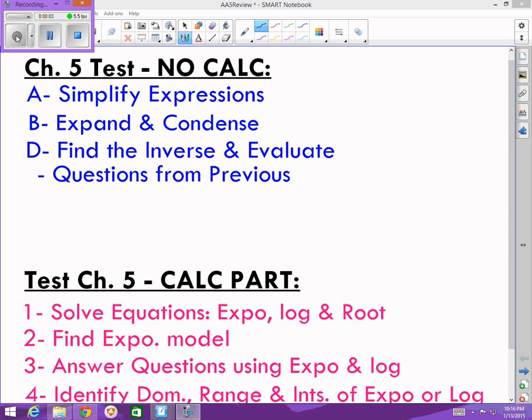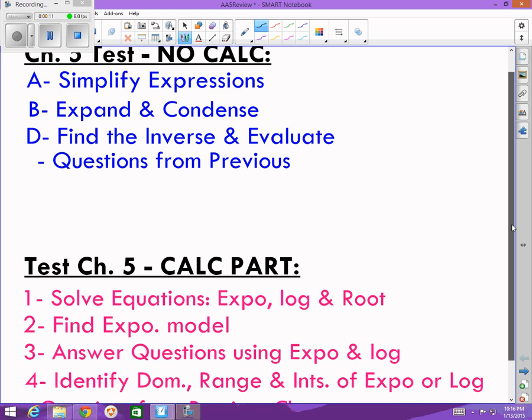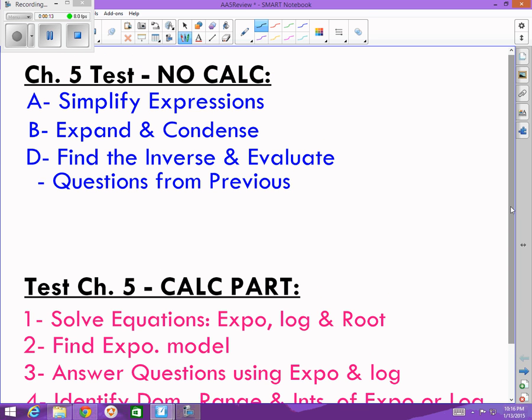Okay, all Algebra 10 and Advanced Algebra 10 students, this is what's going to be on your final coming up in a day. There are two parts to the test. The first part, this chapter 5, has no calculator. That means you get nothing but your pencil and your brain to figure these out.